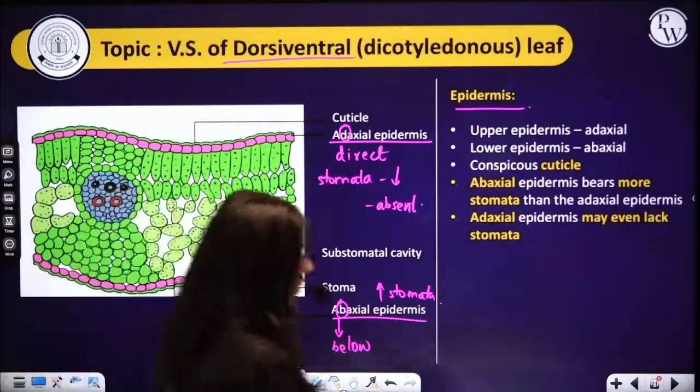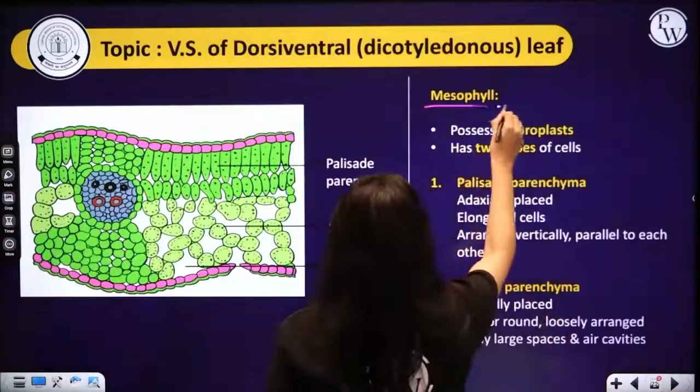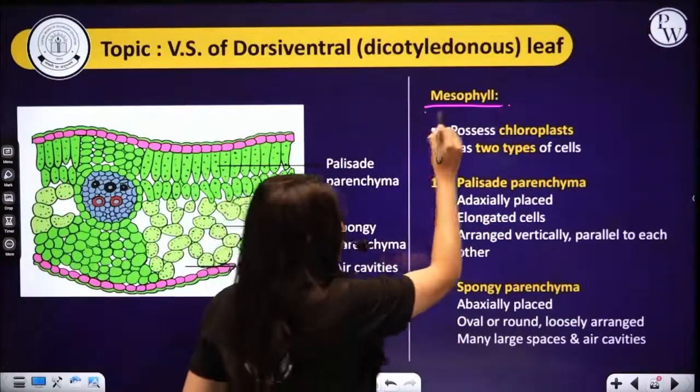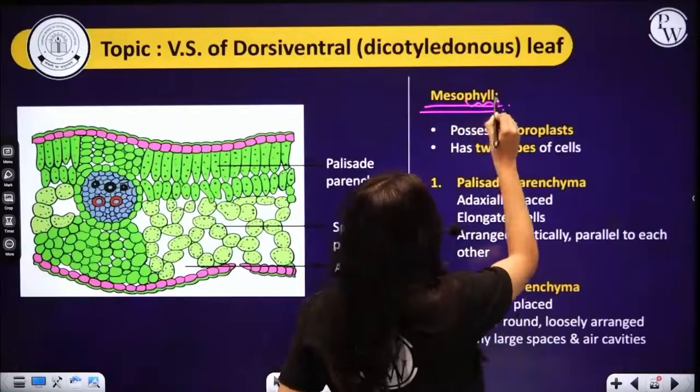Now, when we talk about the cortex, the ground tissue in leaves is called the mesophyll. Phyll itself means leaf.